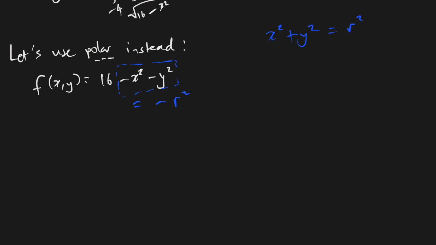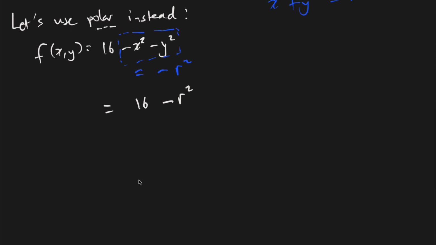So this can be rewritten as 16 minus r squared. This is going to be our equation in polar coordinates, okay? Pretty simple, right? And this looks a lot easier, right?